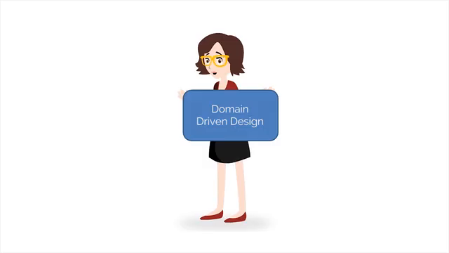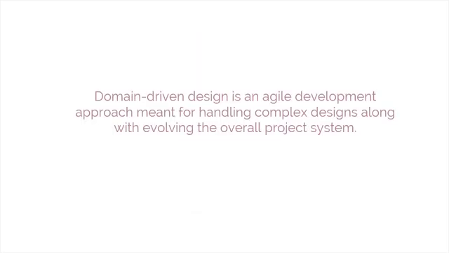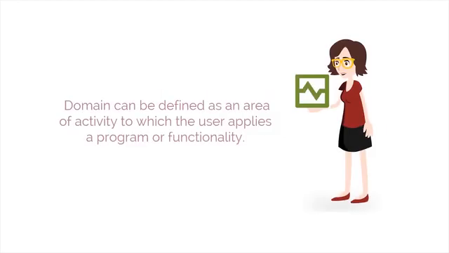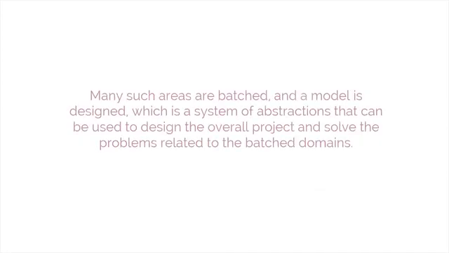And the last Agile method that we will discuss is domain-driven design. Domain-driven design is an Agile development approach meant for handling complex designs along with evolving the overall project system. Domain can be defined as an area of activity to which the user applies a program or functionality. Many such areas are batched, and a model is designed, which is a system of abstractions that can be used to design the overall project and solve the problems related to the batch domains.